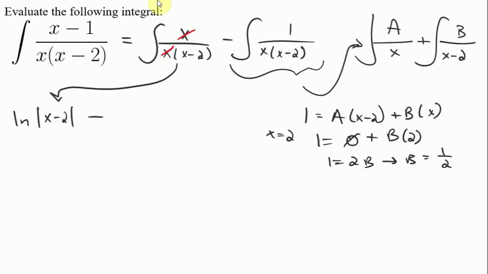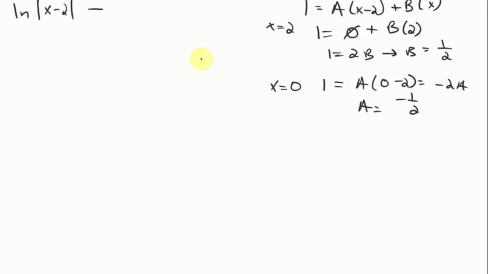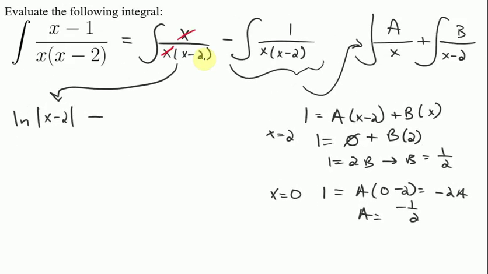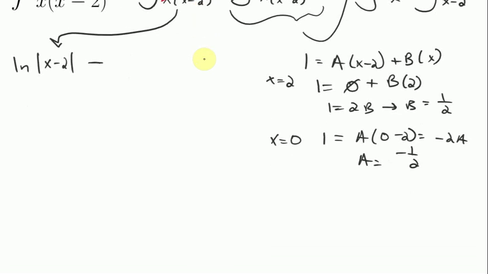Now let's look at the other case. The other case is going to be x equals 0. So then we can get rid of this b term right there. When x is equal to 0, we get 1 equals a times 0 minus 2, which equals negative 2a, right? So a must be equal to negative 1/2. All right, so if a is equal to negative 1/2, then let's scroll down a little bit.